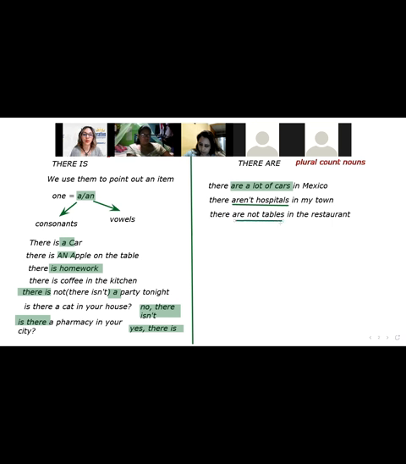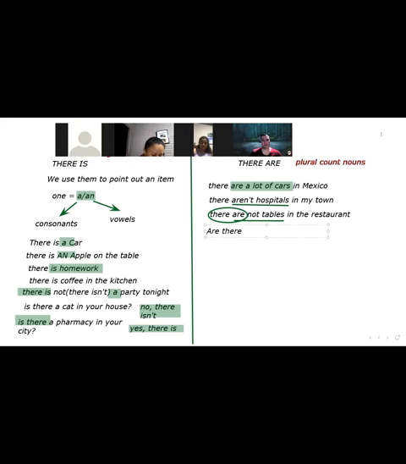And for questions, we do the same. Y para preguntas, siempre vamos a hacer lo mismo. You change the position of the verb be and there. Van a cambiar la posición de su there y el verb be. Are there, y luego el object del que estén hablando. Let's do it with Heidi. Hello, Heidi. Are there many people in your house? Are there many people in your house, Heidi?